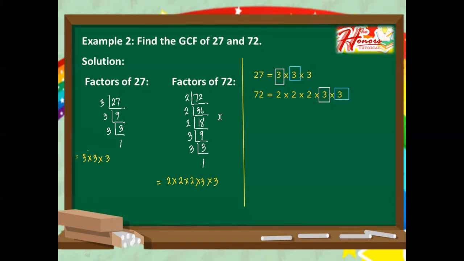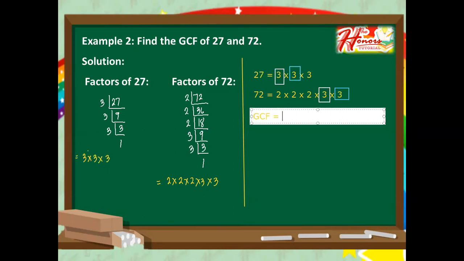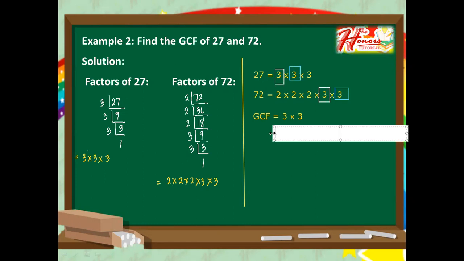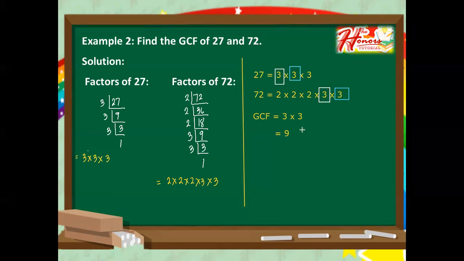So therefore, for our GCF, it is equal to 3 times 3. It is because we have here two partners. It just happened that they are both 3. So 3 times 3 is 9. So therefore, our final answer here is 9. This is the GCF already.